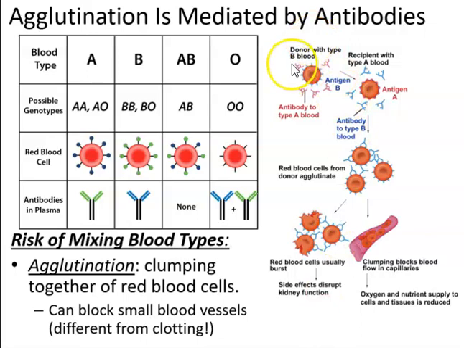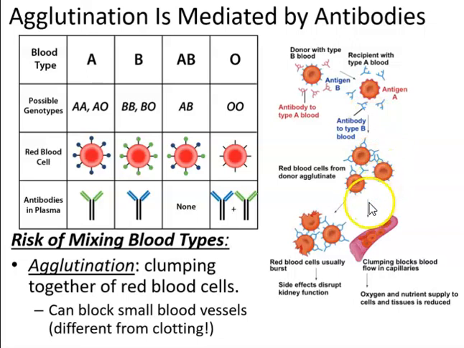So here we see a donor with type B blood. They have anti-A within their plasma. And we have a recipient with type A blood with B antibodies within their plasma. So as we can see, when type B is donated to a patient with type A blood, their antibodies are going to cause agglutination. So blood cells from the donor will agglutinate to the antibodies of the recipient.